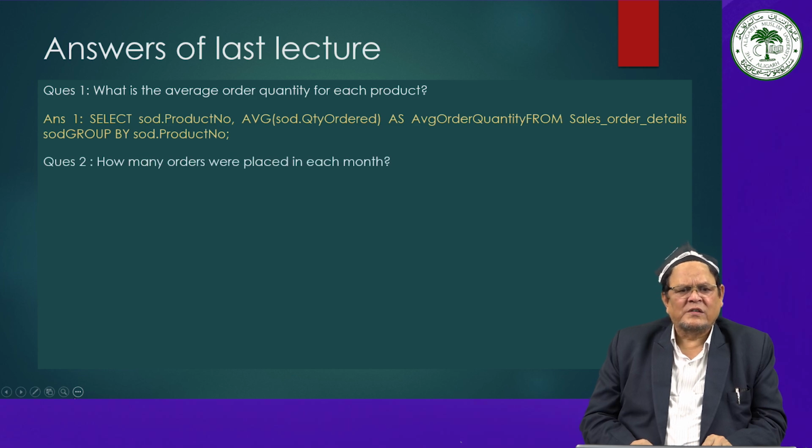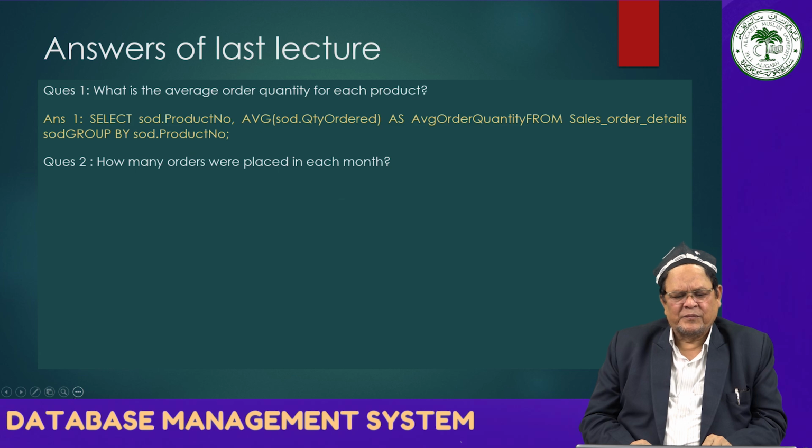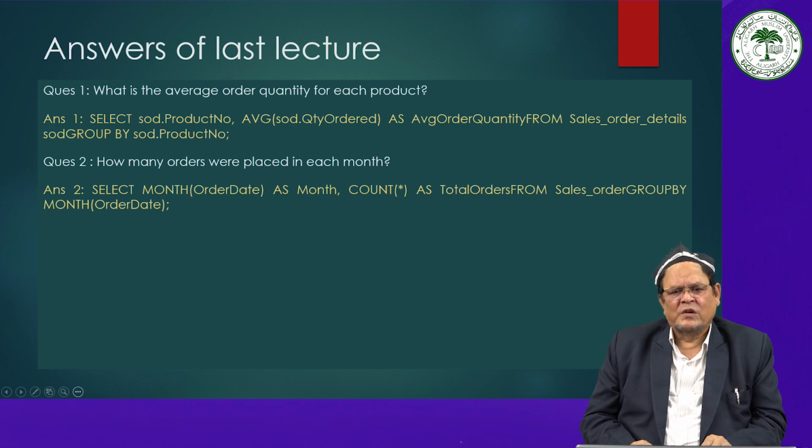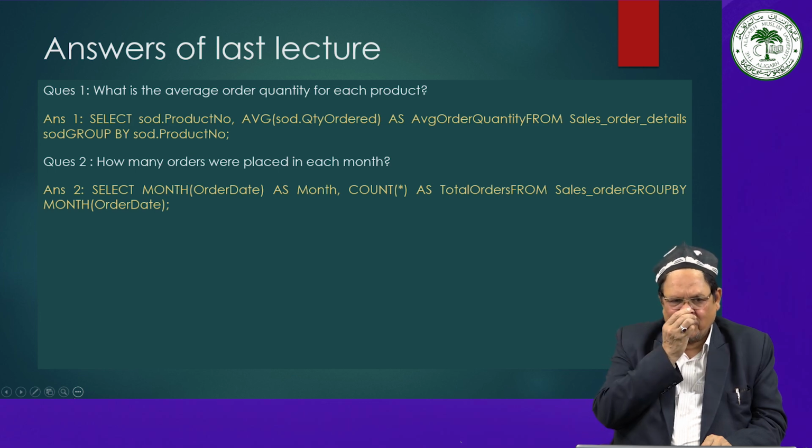The next question was, how many orders were placed in each month? The query you have to write in SQL is: select month, order date as month. This is called an alias, and then the count. We already discussed count star within parentheses as total orders from which table? Sales order, group by month, and within parentheses you write order date.